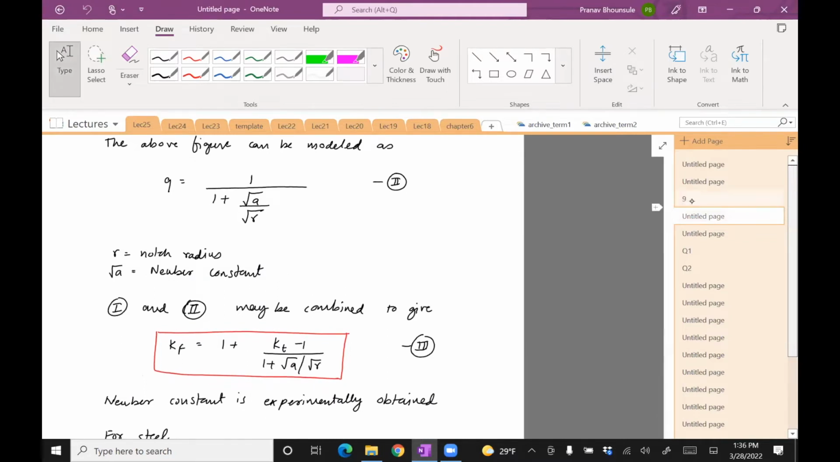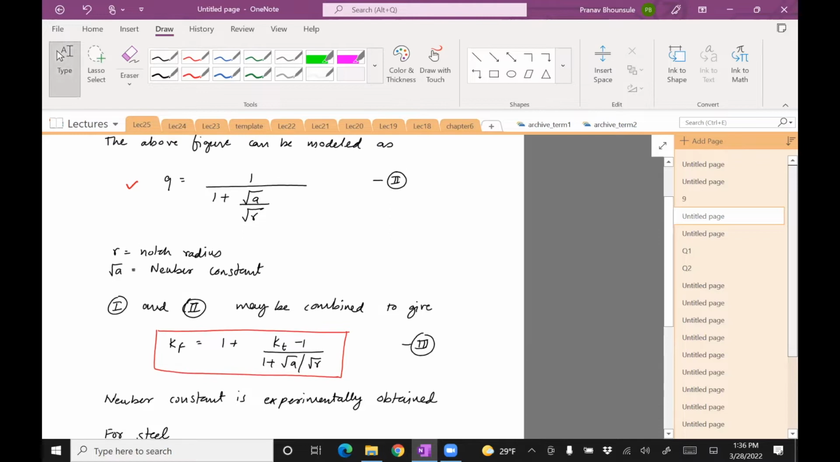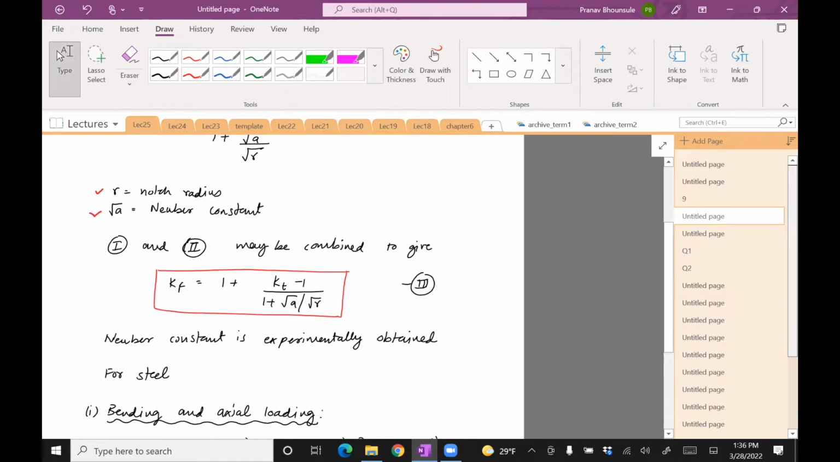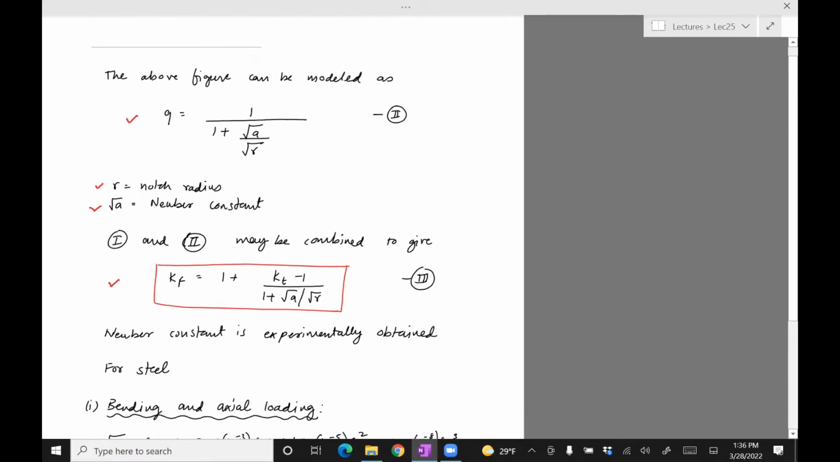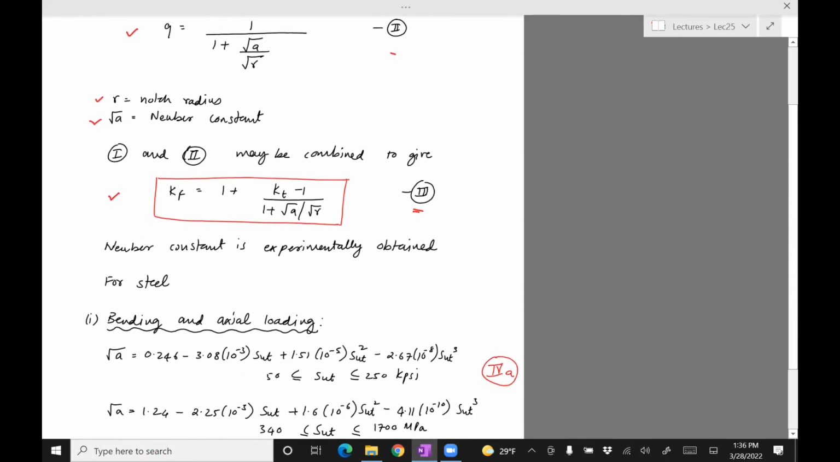So here's a simplification. If you don't like to use that chart, these graphs, you can actually model them as Q equals, this is the analytical formula for the same plot. It depends on R, the notch radius, and I'll show what notch radius is in a bit. There's a constant called Neuber constant. This is just combining the equations for Kf, so just eliminating Q, to get a formula for Kf in terms of Kt and A and R. So you could use 2, 3, or you could use 2 in conjunction with the formula for Kf, Kt.